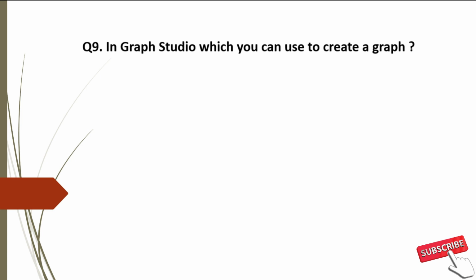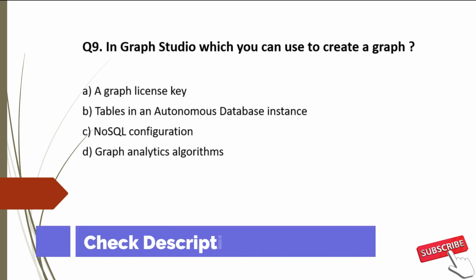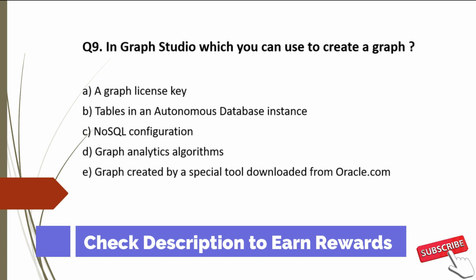Question 9. In Graph Studio, which you can use to create a graph? And the options are A. Graph license key, B. Tables in autonomous database instance, C. NoSQL configuration, D. Graph analytics algorithm, and E. Graph created by a special tool downloaded from oracle.com.